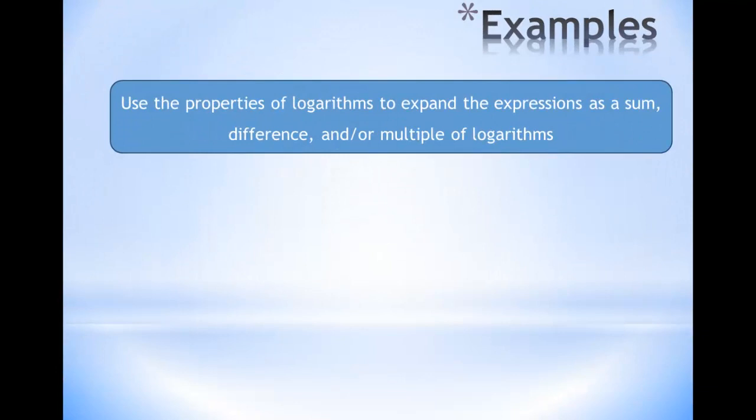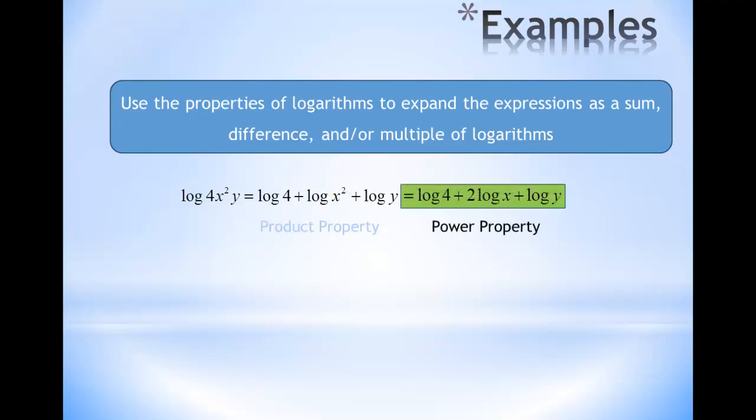Let's look at expanding things here. Here I can use the product rule. I've got 3 things that are multiplied together, and so I can break them up. I can use the product property here. Log 4 plus log x squared plus log y. Can't do anything here, can't do anything here, but I have a power here which will allow me to bring that down, and that would be my final answer for that one.